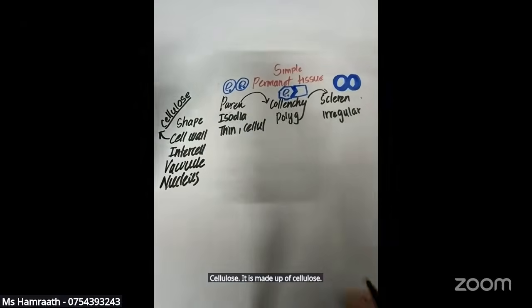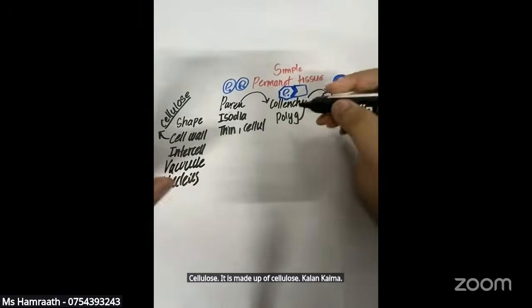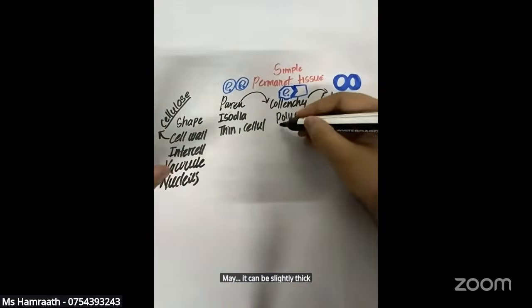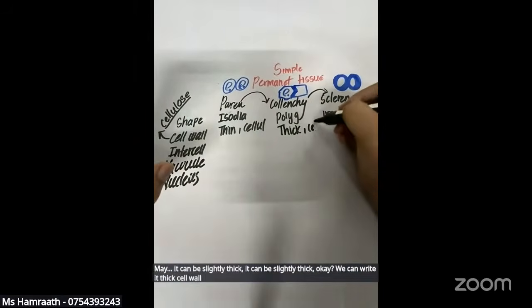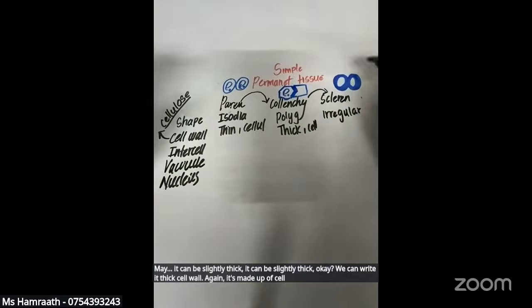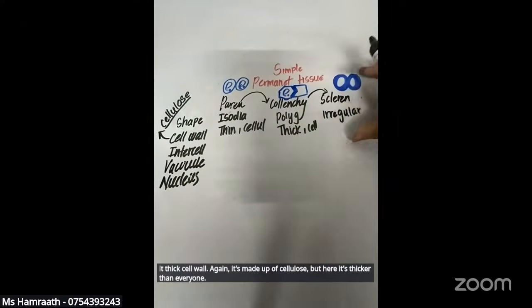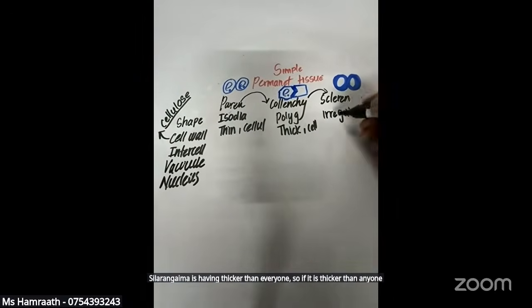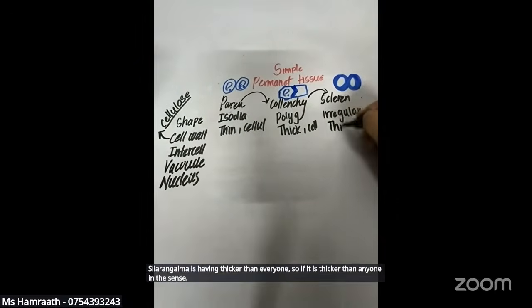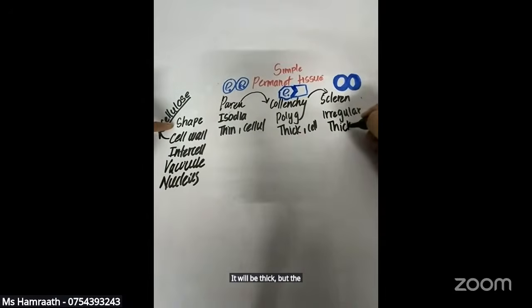Collenchyma can be slightly thick, so we can write thick cell wall. Again, it's made up of cellulose, but here it's thicker. Sclerenchyma is thicker than everyone. It will be thick, but the cellulose substance will turn into a new substance. We call it lignin.